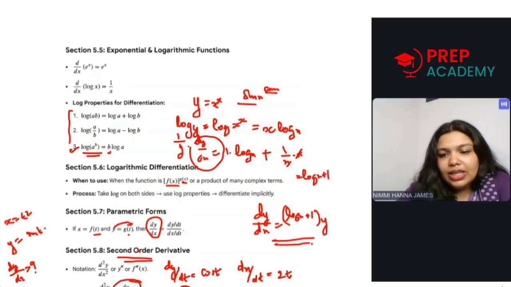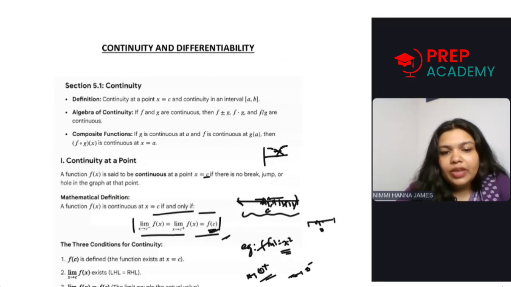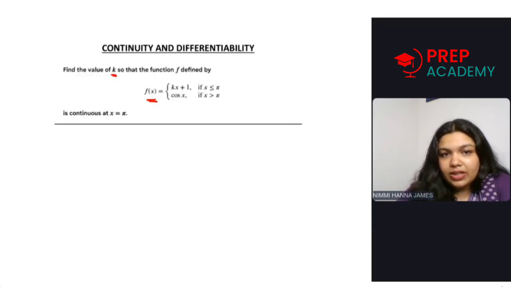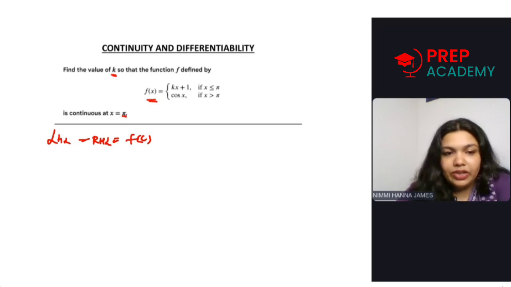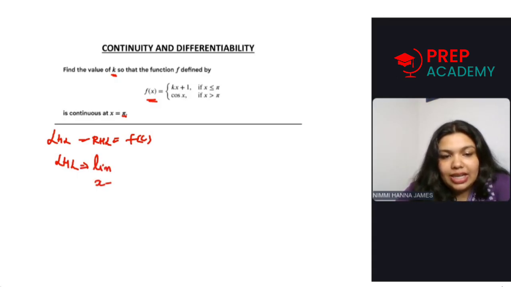So what was the definition of continuity? Limit x tending to c minus f of x, that is LHL, is equal to RHL is equal to f of c, correct? If a function is continuous, LHL is equal to RHL is equal to f of c. Here we are checking the continuity at x is equal to pi. So pi is the point of continuity. So we find LHL.